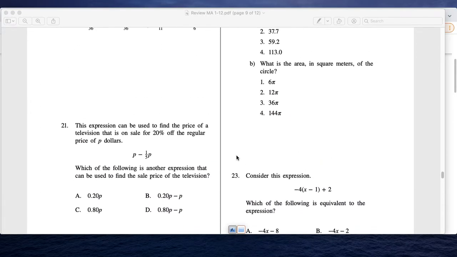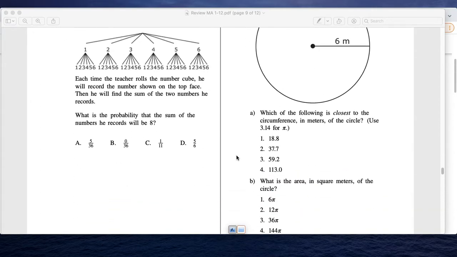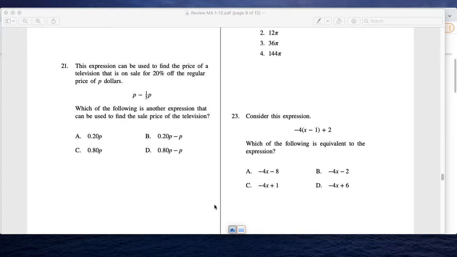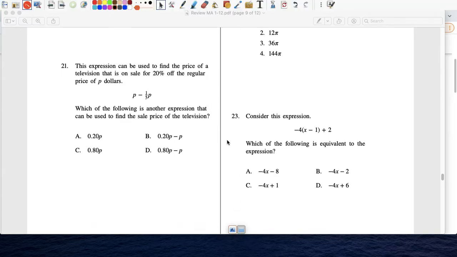That was 22, which means I skipped 21. Okay, so 21, the expression, we have something, a television.